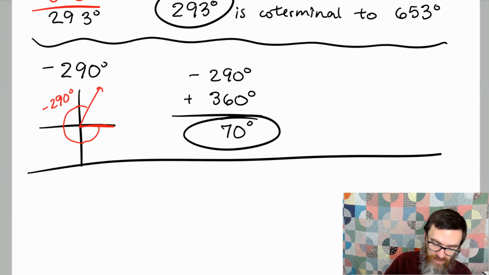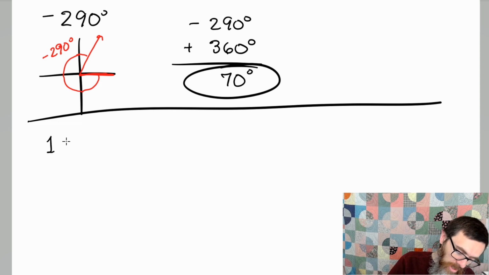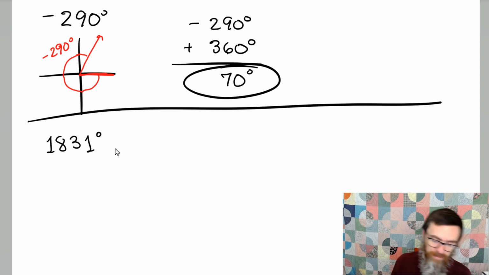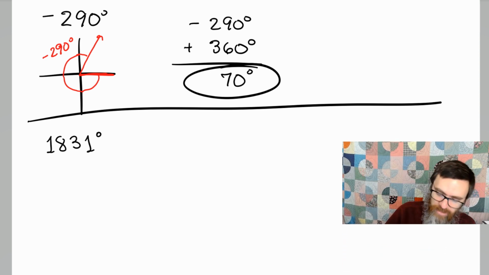And it's this next one that's going to be kind of messy. 1,831 degrees. That's just kind of gross. It's kind of big, and I don't want to have to keep subtracting 360, minus 360, minus 360. Now we can do that, but there are some things to keep in mind.